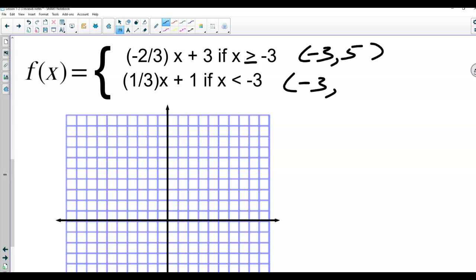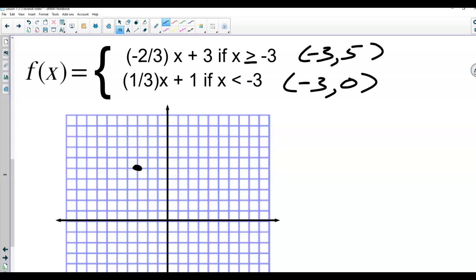That's my starting point for the expression going up top. My starting point for the expression on the bottom, 1/3 times negative 3 is a negative. So 1/3 times 3 is 1. So it's a negative 1. Negative 1 plus 1 is 0. Okay. My starting point, negative 3, 5. 1, 2, 3, 1, 2, 3, 4, 5. It's going to be a closed dot.